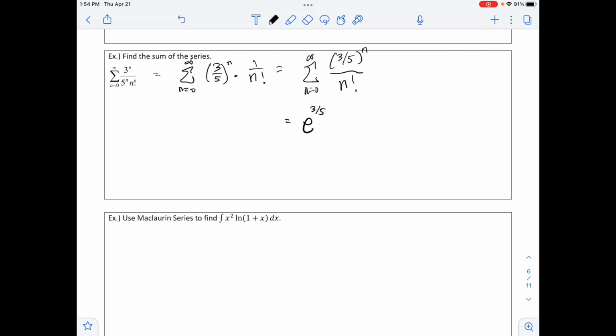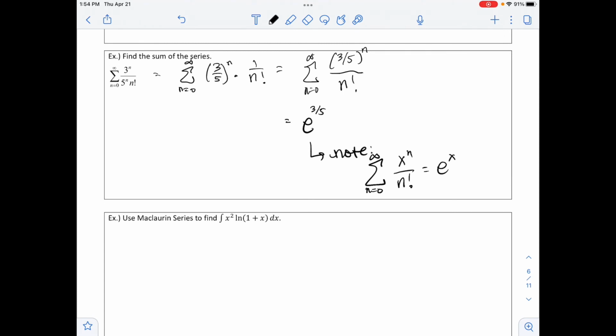3/5. And again, note this is from the table that we have on the previous page, and this is the sum from n equals 0 to infinity of x to the n over n factorial is equal to e to the x.